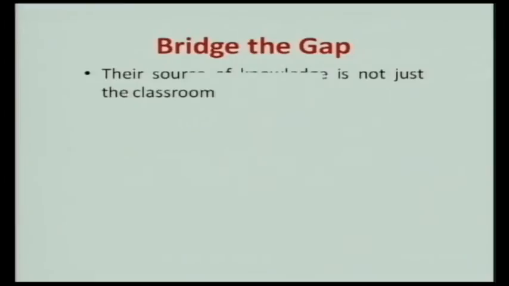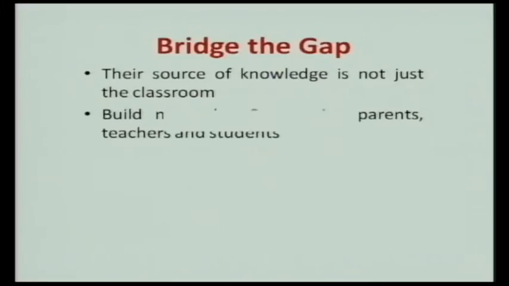Now we come to the fourth aspect, that is bridging the gap between the digital learner and the digital immigrant. Their source of knowledge is just not the classroom. We have already talked of that. So, what do we do? We build networks. Whom do we build networks with? We involve the community, we involve the parents, teachers and students.